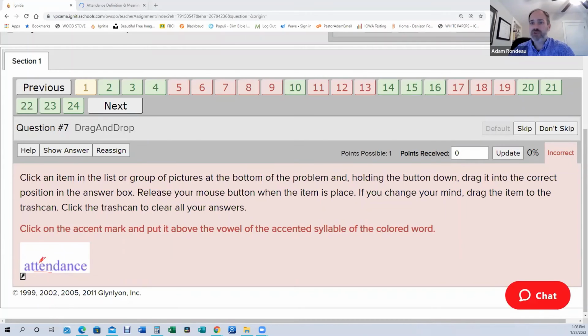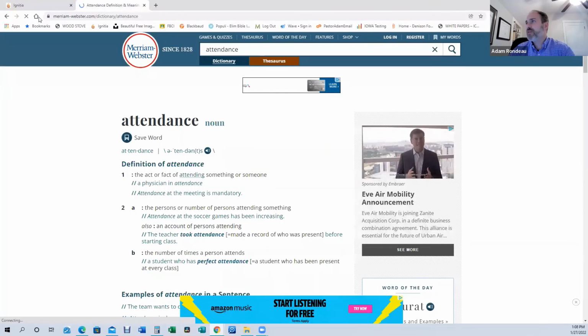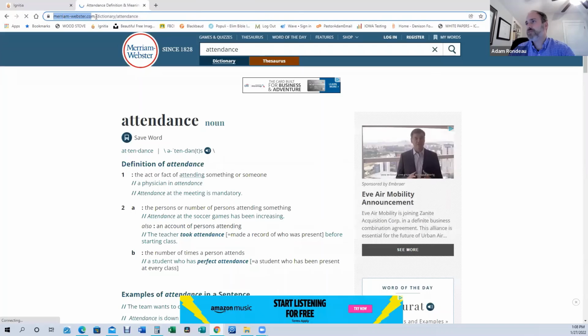And that is how you can properly find it. You have to use the dictionary. There is no way to do it unless you're using the dictionary. I recommend Merriam-Webster.com as the best way to do this.